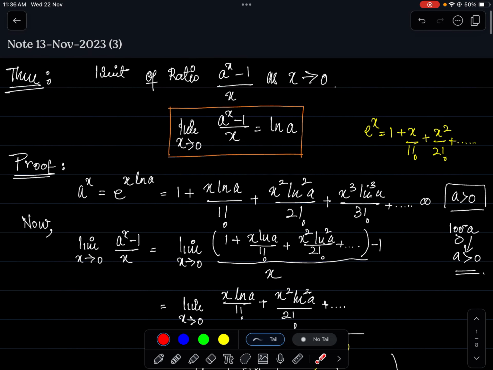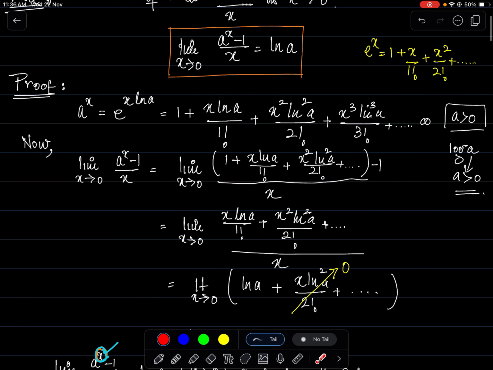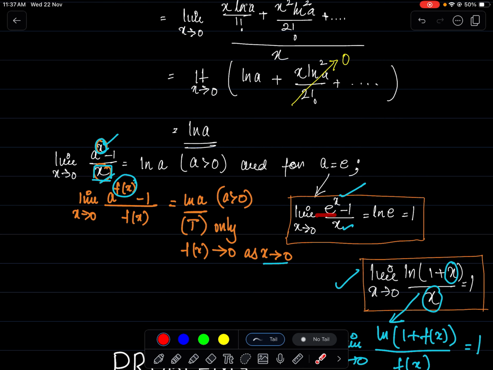We learned one theorem which says that the limit as x tends to 0 of (a to the power x minus 1) by x is ln a. Also we have seen how we got that, keeping in mind a is greater than 0. Also when you replace a by e, you will be getting the value as 1. Also one more thing we learned is limit x tends to 0 of ln(1 plus x) divided by x is 1.